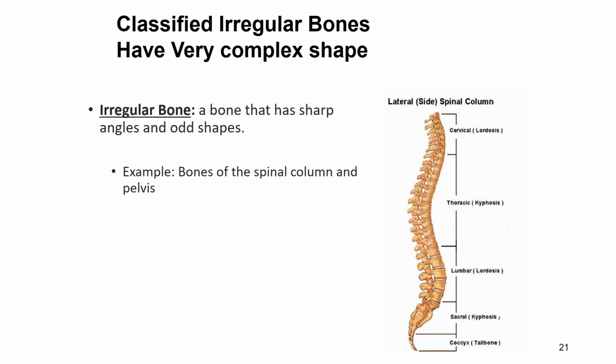Again, this is just the different sections of the vertebrae. We get into the cervical, the C's, and all these are numbered, and then the thoracic, T1, T2, and lumbar, and so on and so forth. But again, like I said, these are irregular bones.